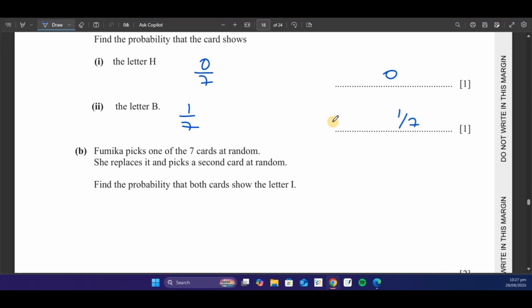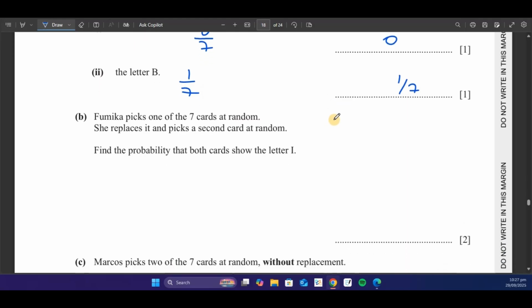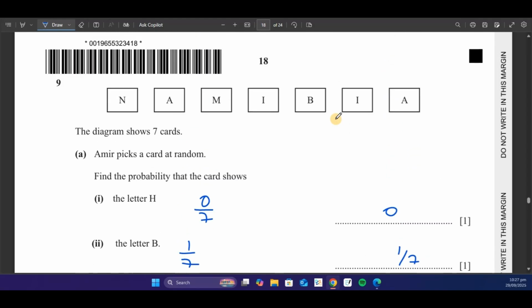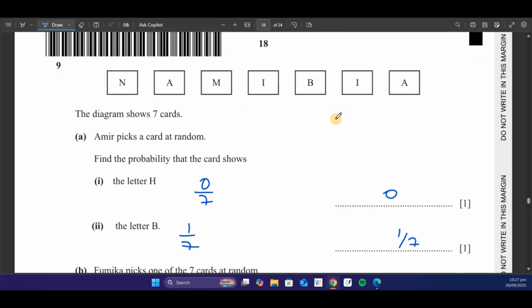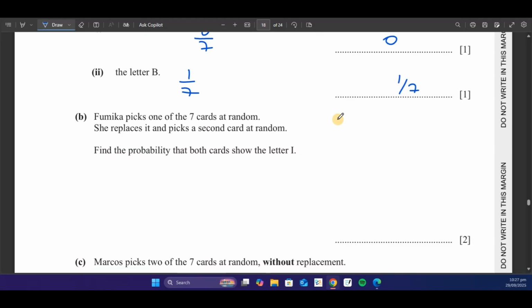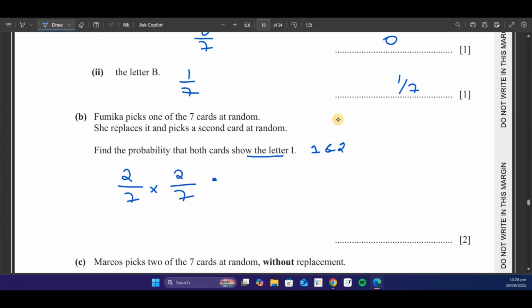Alright. Fumika picks one of the 7 cards at random. She replaces it and picks up a second card at random. Find a probability that both cards show the letter I. Okay, so we're gonna pick one and then we're going to pick another again. So the probability that both cards show I is that you can have I twice, okay? So 2 over 7, she replaces it and picks it up again. First and the second. When there is an and, we multiply. So again, 2 over 7. That is going to give us 4 over 49.